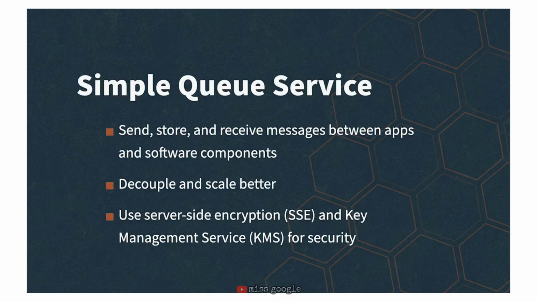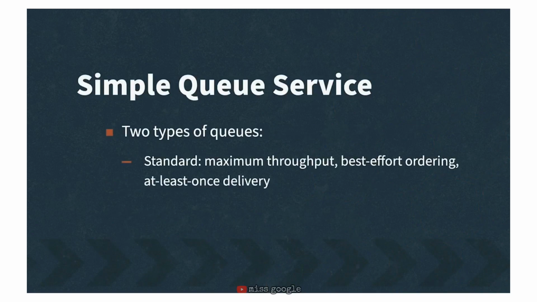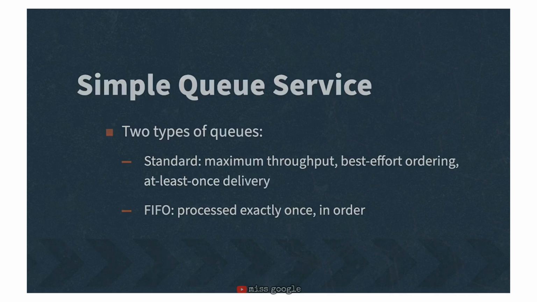That happens behind the scenes, so you don't really have to do anything for that. It's automatic. Now there's two types of queues in SQS. There's the standard queue, which uses maximum throughput, best effort ordering, and at least once delivery. So you have to be careful. If something's passed twice, you have to make sure you haven't already processed it, or to make sure it's okay if it does get processed again. And then there's first in, first out, where you know it's going to get processed exactly once and in order.